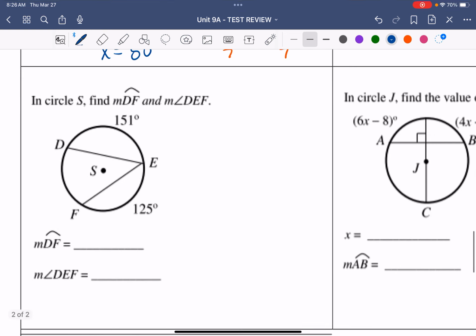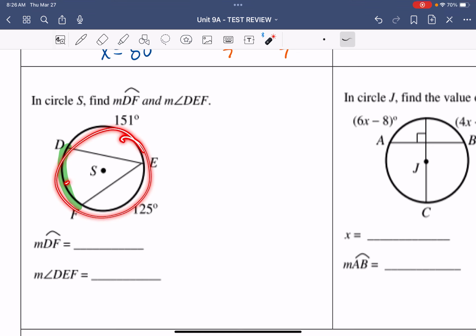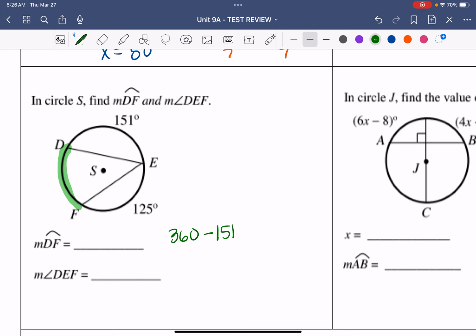Next one, in circle S, find the measure of arc DF and the measure of angle DEF. Okay, so starting with that arc, DF, all the way around the circle needs to be 360. So to find this, we're just going to subtract the 2 that we already have. So 360 minus 151 minus 125. So I'm subtracting those 2.